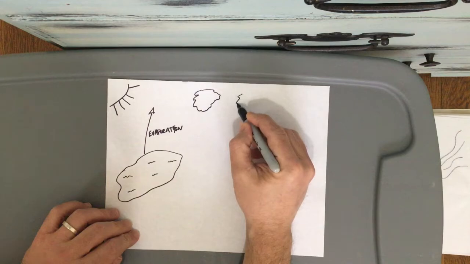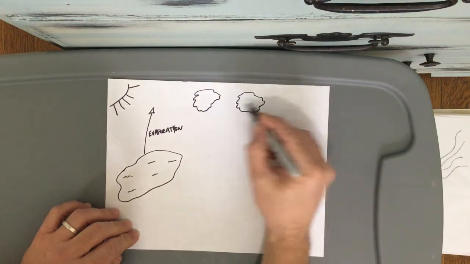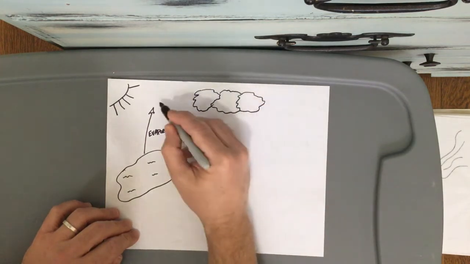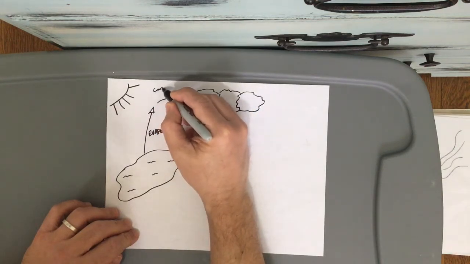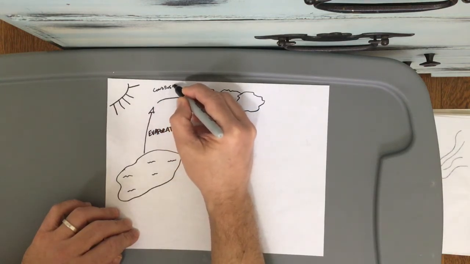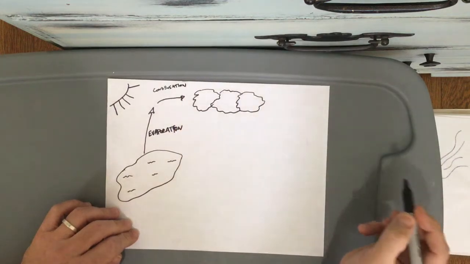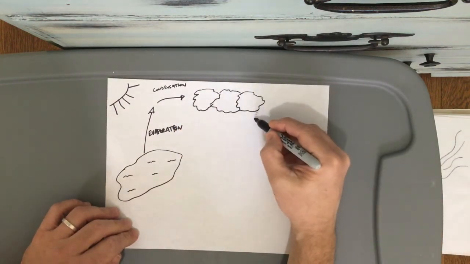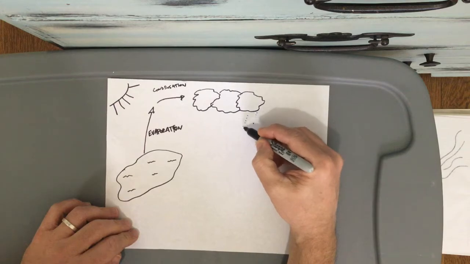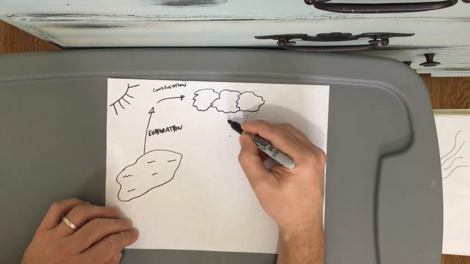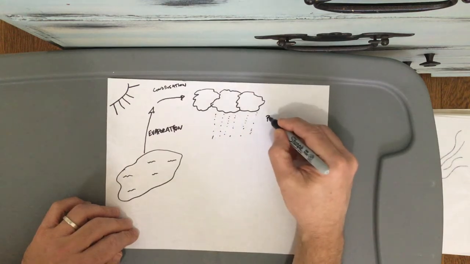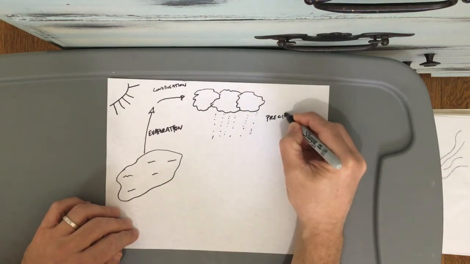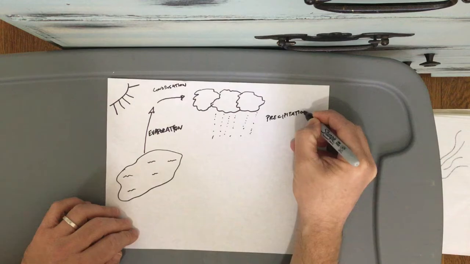And if it condenses, that's cloud formation. So we've got evaporation, condensation. When the air gets saturated and we get a little rain or a little snow, that's called precipitation.